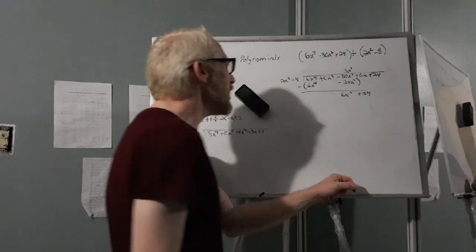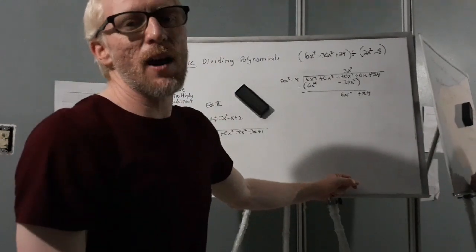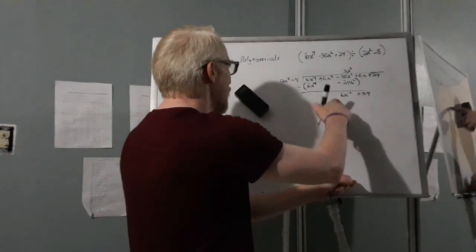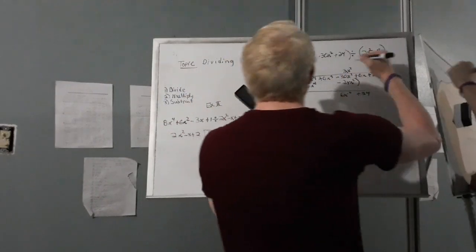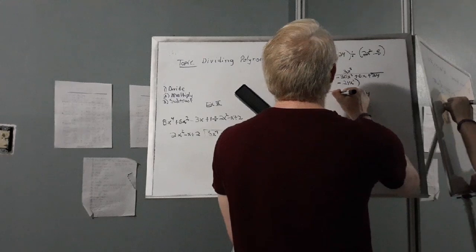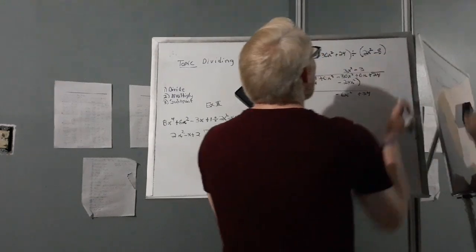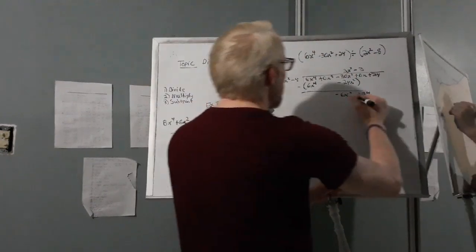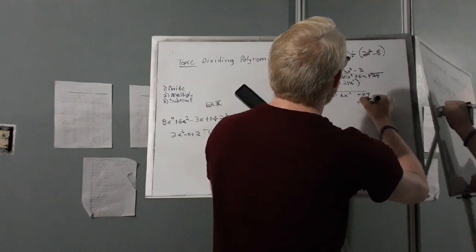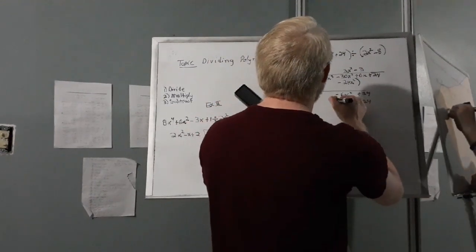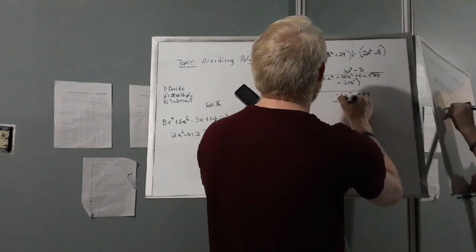So I divided, I multiplied, I subtracted, now I repeat, which means now I'm going to divide negative 6x squared by 2x squared, which is actually negative 3, and that's what I'm going to write here. And then you're going to multiply negative 3 times negative 8 is plus 24. And negative 3 times 2x squared is actually negative 6x squared.